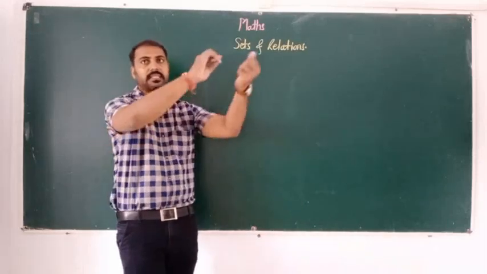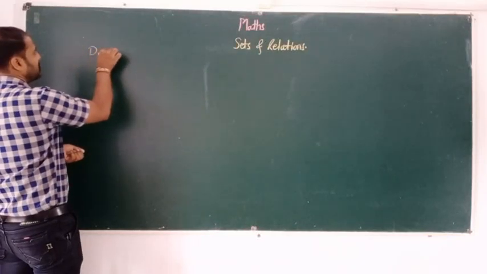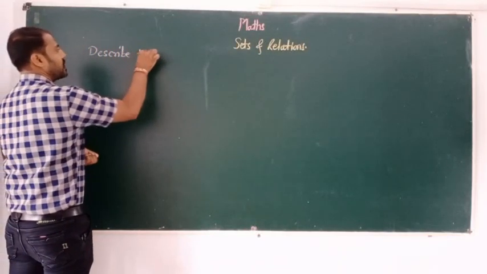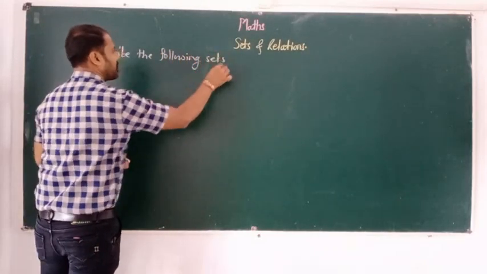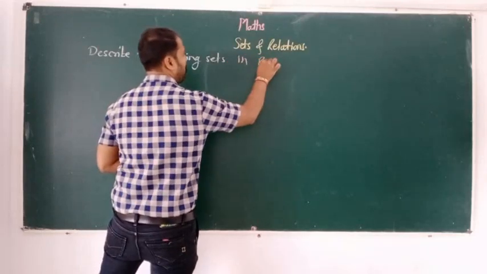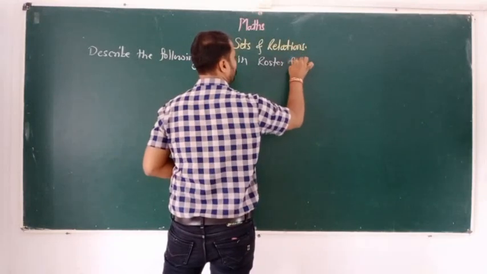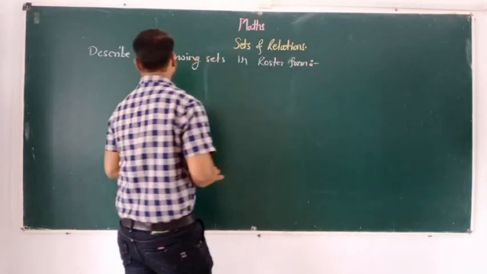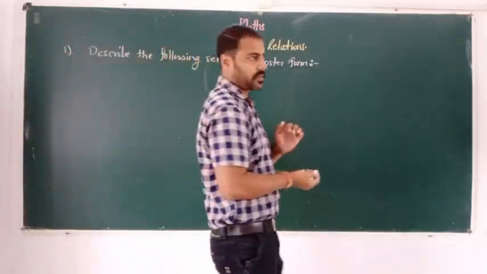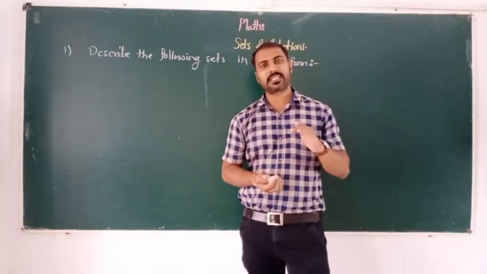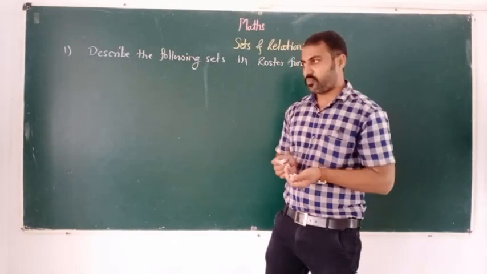So the first example is: describe the following sets in roster method or roster form. First question is: describe the following sets in roster form. In roster form, that means in listing method.